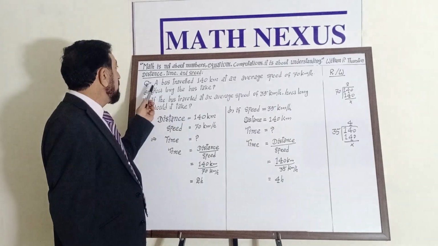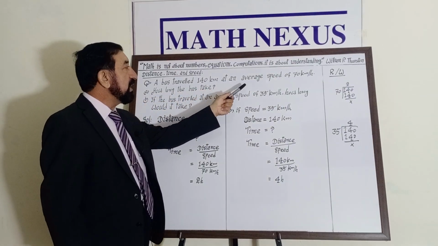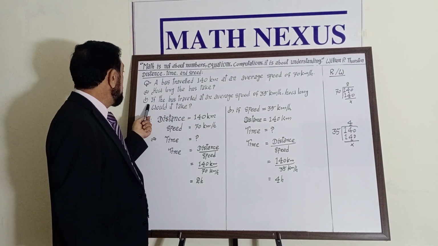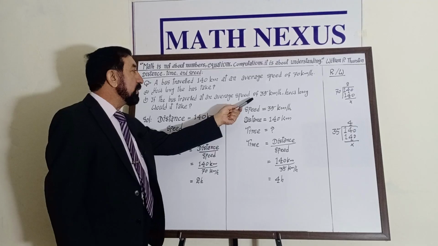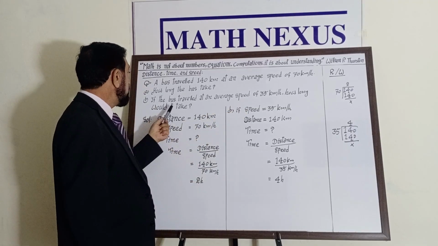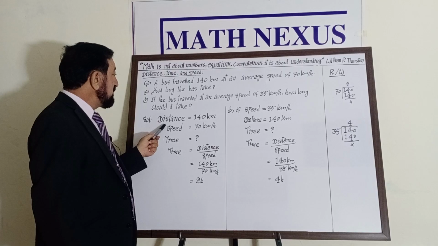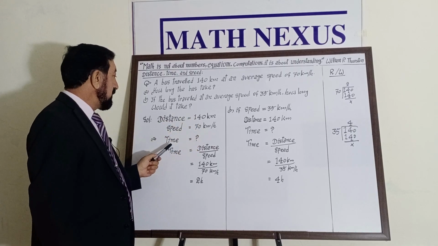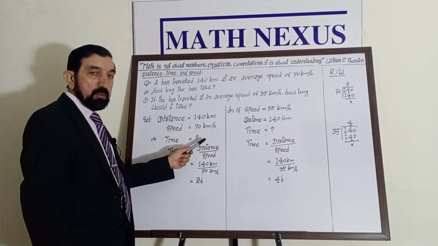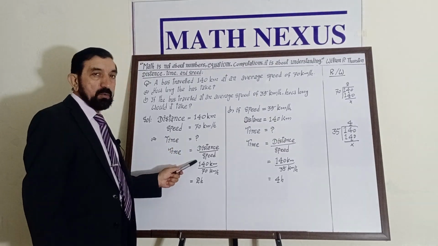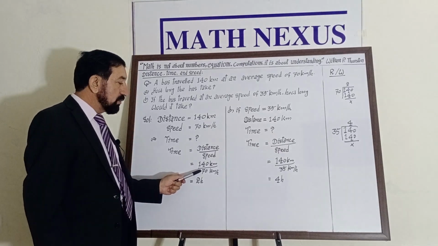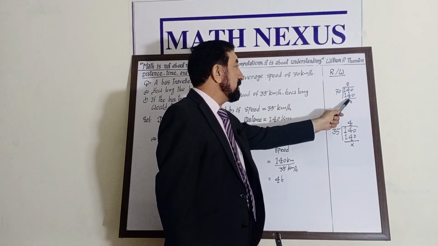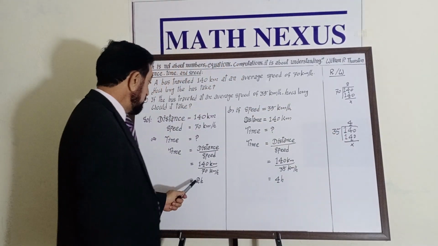Look at the question. A bus traveled 140 km at an average speed of 70 km per hour. A. How long did the bus take? B. If the bus traveled at an average speed of 35 km per hour, how long would it take? Part A. Distance is equal to 140 km, speed is equal to 70 km per hour, already given. Time is unknown. Time is equal to distance upon speed. 140 upon 70 is equal to 2 hours.